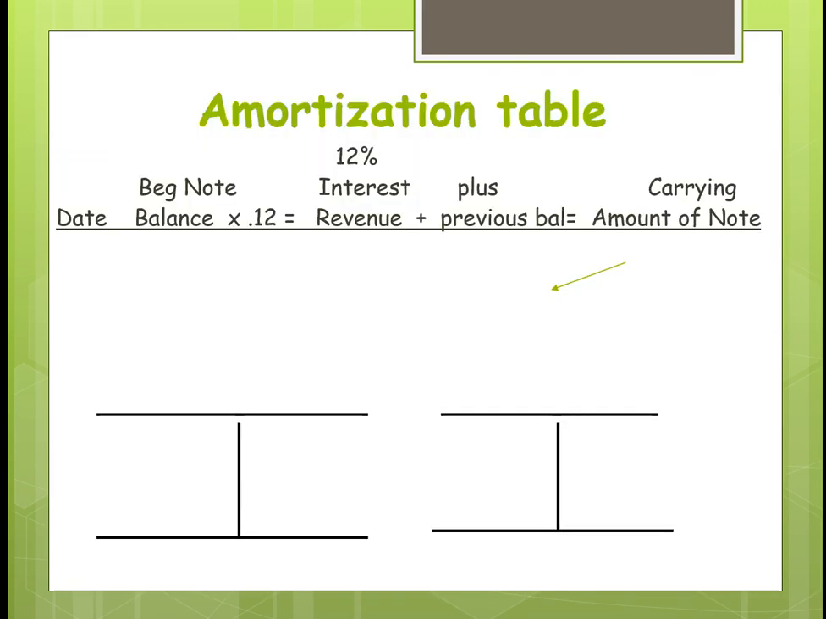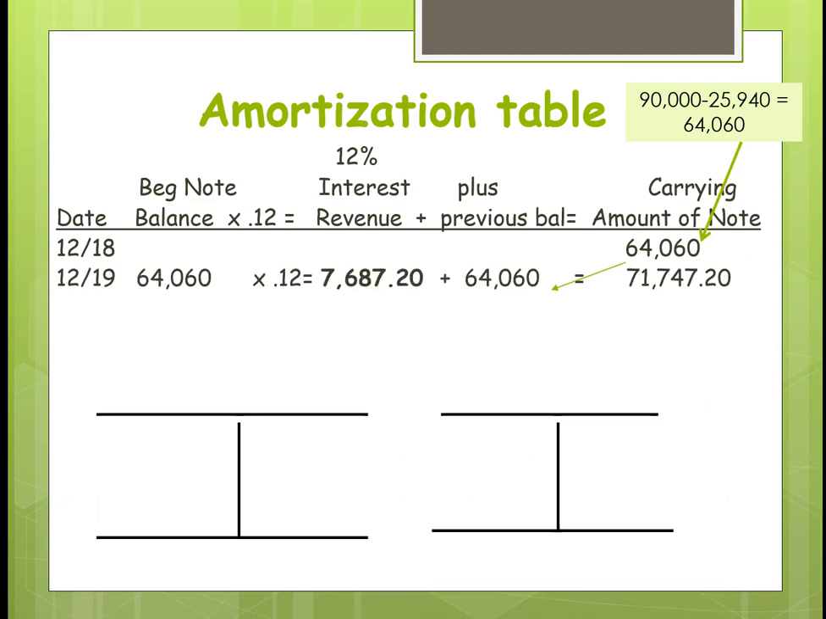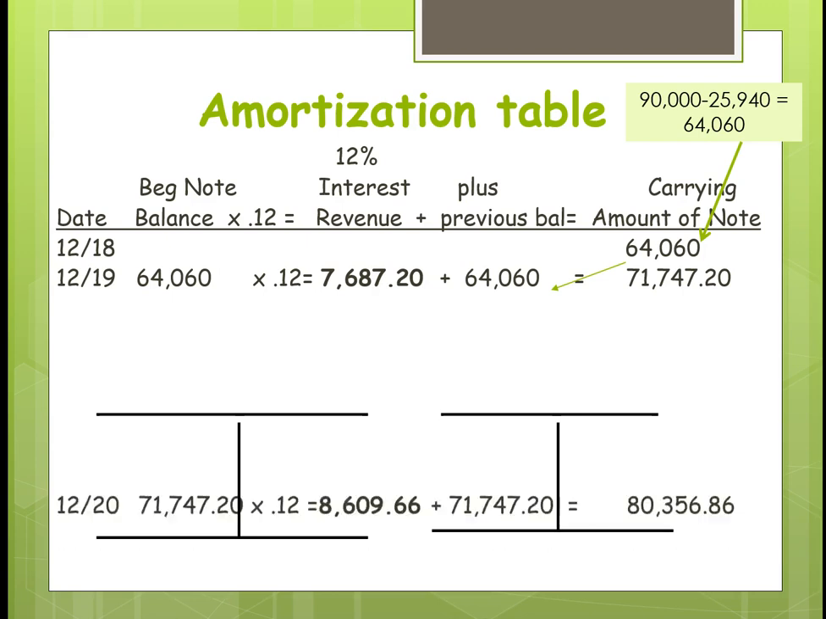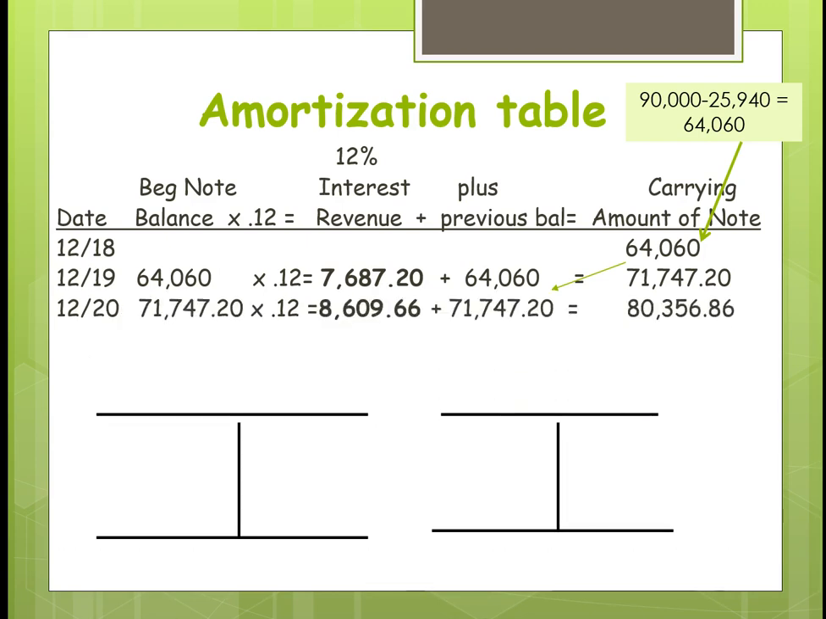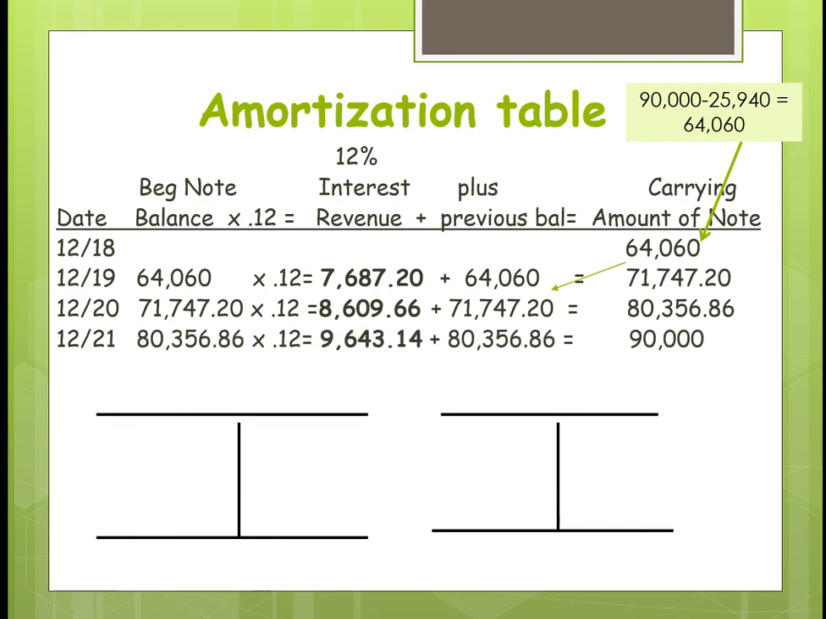Now we'll look at this schedule to see what this means each month. So on 12/18, the carrying amount of the note is the $90,000 minus the discount, gives you $64,060. We're going to take that times the 12%, that gives us our interest revenue, plus the previous balance. We now have a carrying amount of $71,747. We're going to take that times 12% the next year. We get interest of $8,609, plus $71,747 gives us a balance of $80,356. And then our last year, we would just do a plug, and in this case it comes out to $9,643.14, the amount of interest we would book.